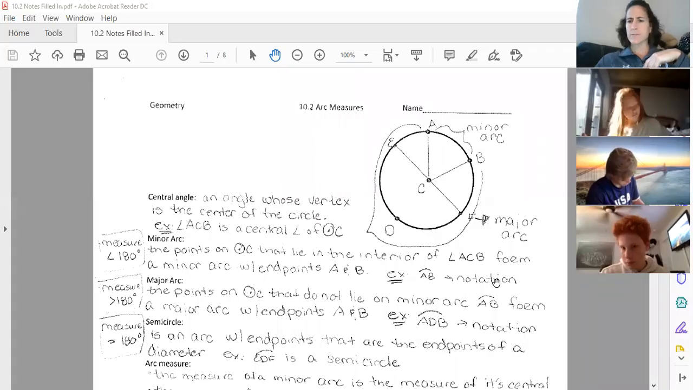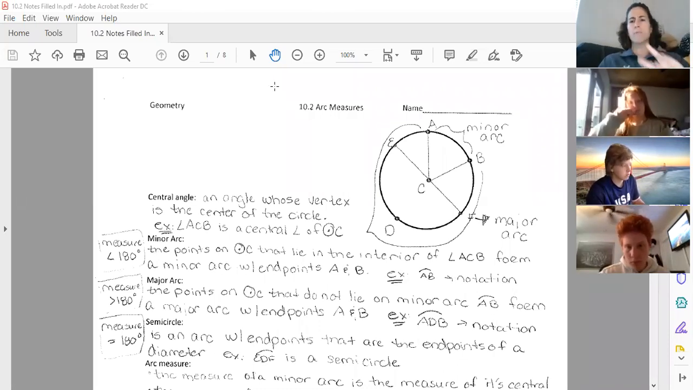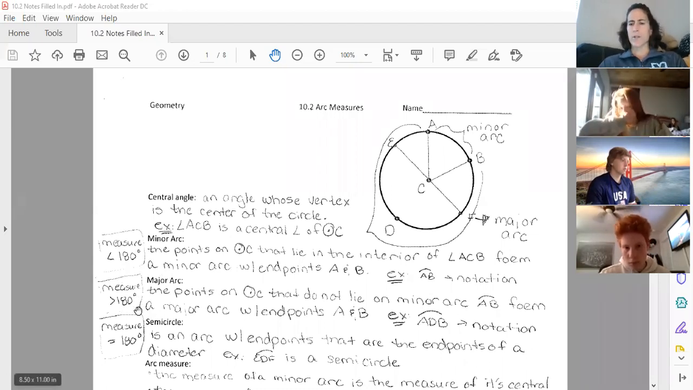So a minor arc, can you guys see that? Okay, so a minor arc is named by 2 letters with a little arc over them. So that's the notation. You use only 2 letters for minor and then 3 letters for major. A minor arc is going to be less than 180 degrees. And then a major arc is going to be greater than 180 degrees. And then a semicircle is exactly 180.